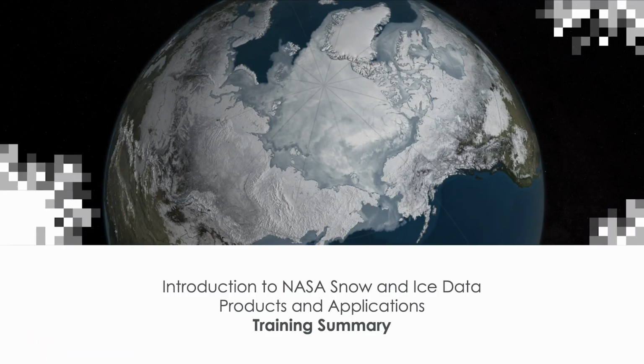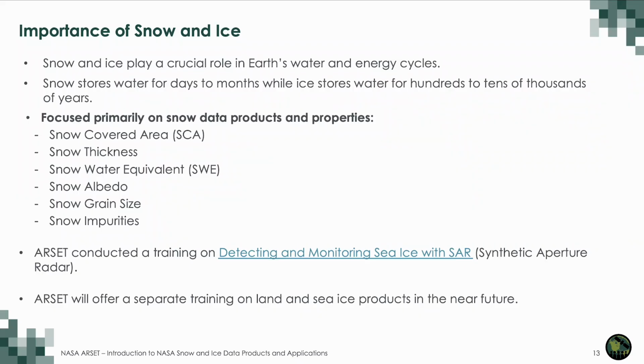This brings us to the conclusion of today's session as well as this webinar series. And we just want to summarize what we saw in these three parts. We started by looking at the importance of snow and ice. They play a crucial role in Earth's water and energy cycles. Snow stores water for days to months, while ice stores water for hundreds to tens of thousands of years.